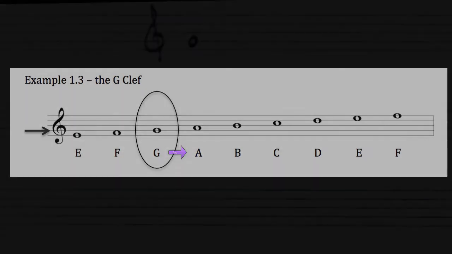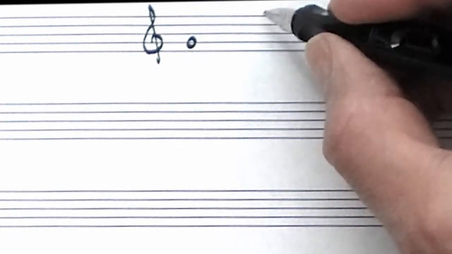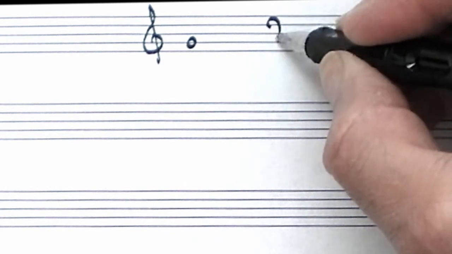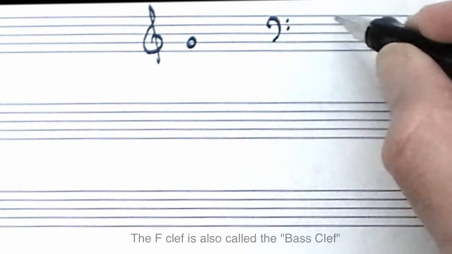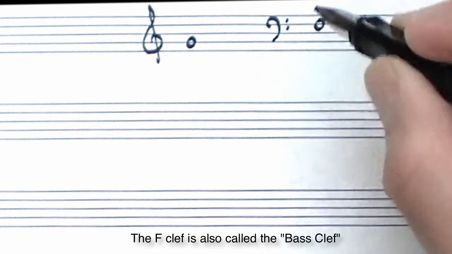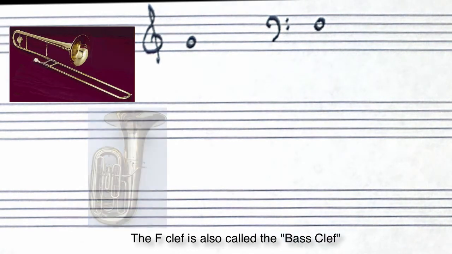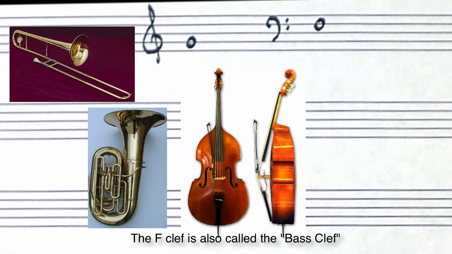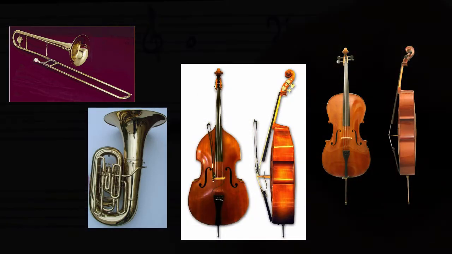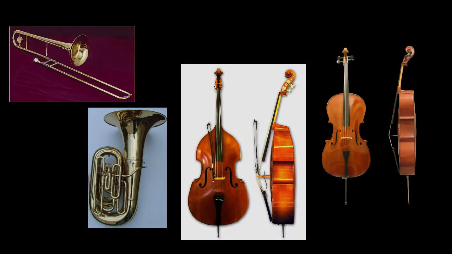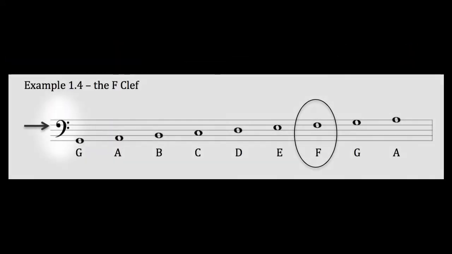Let's look at another clef. The F clef is also called the bass clef because it indicates notes that are in a relatively low register. Instruments like the trombone, tuba, double bass, and cello read notes using this clef. You should try to visualize this clef as a fancy letter F that points to the fourth line on the staff.